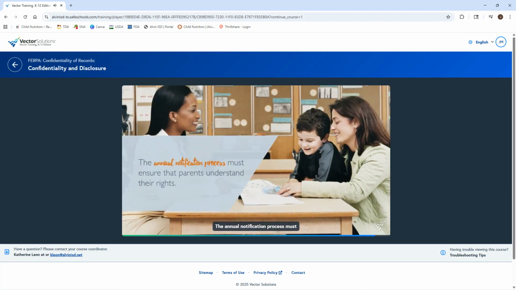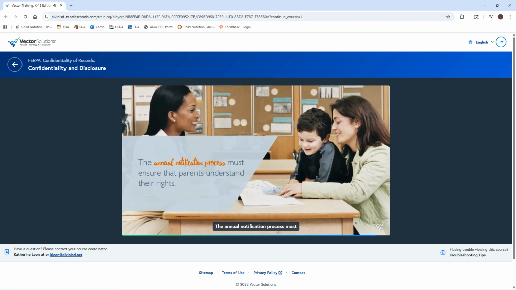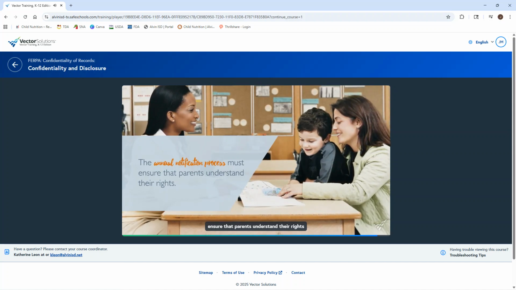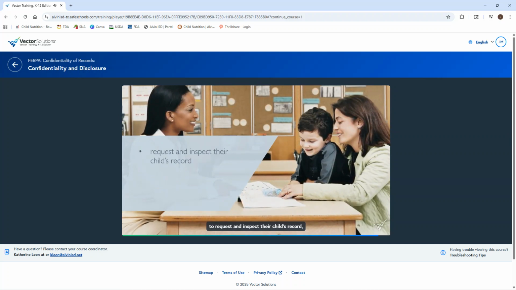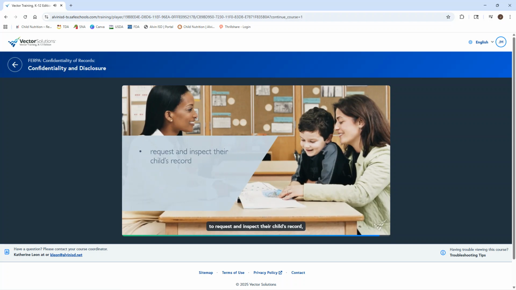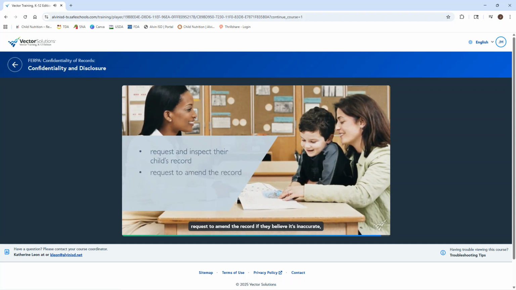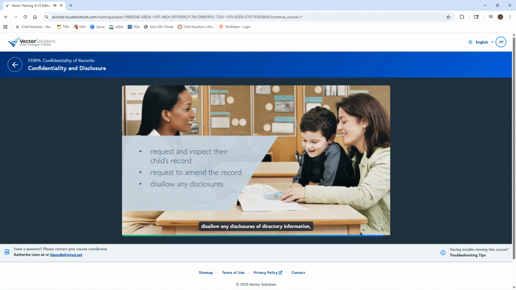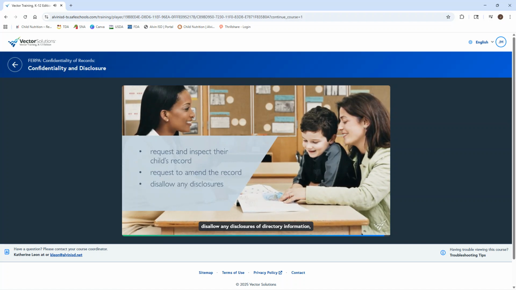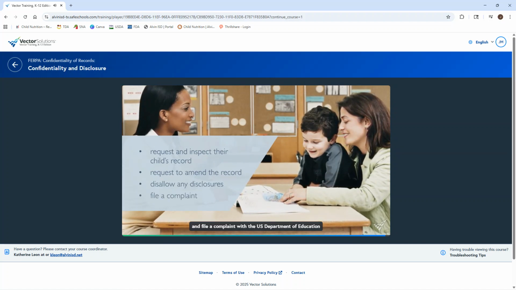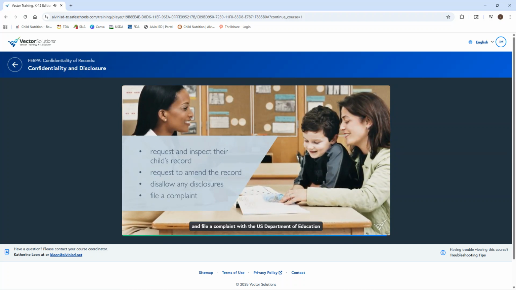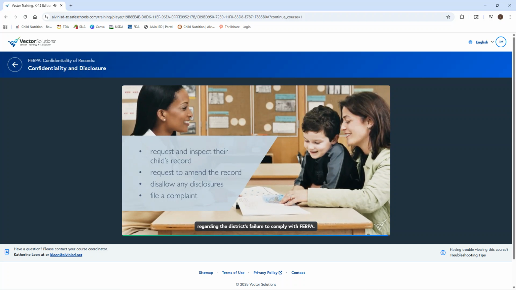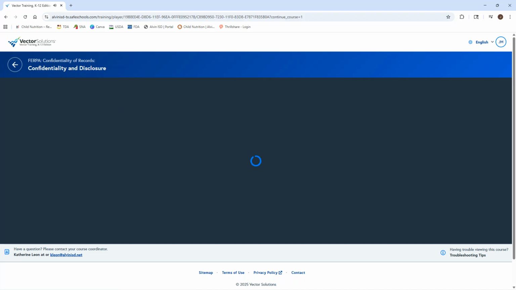The annual notification process must ensure that parents understand their rights to request and inspect their child's record, request to amend the record if they believe it's inaccurate, disallow any disclosures of directory information, and file a complaint with the U.S. Department of Education regarding the district's failure to comply with FERPA.